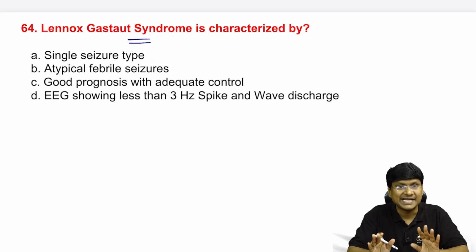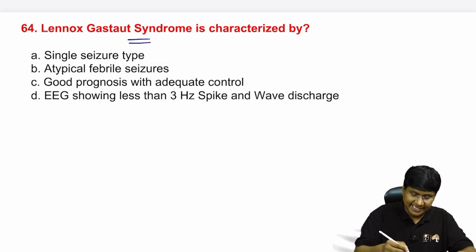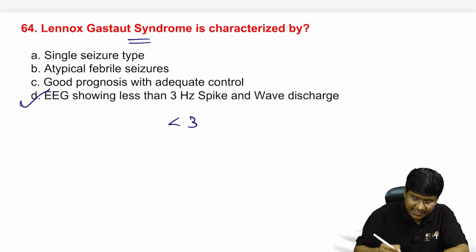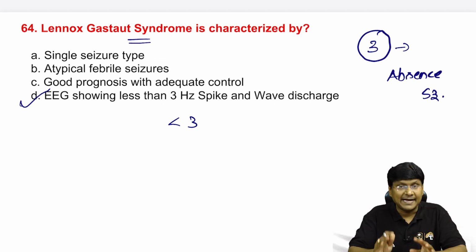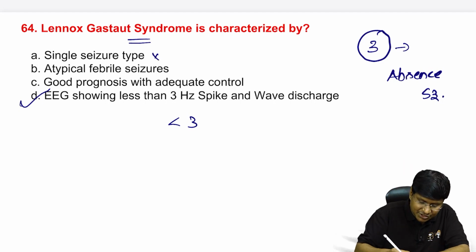Lennox-Gastaut syndrome is characterized by single seizure type, atypical febrile seizures, good prognosis with adequate control, EEG shows less than 3-hertz spike and wave discharge. So in case of Lennox-Gastaut, you will have the EEG less than 3-hertz spike and wave pattern. Now what is that seizure where you have 3-hertz spike and wave pattern? That is observed in case of the absence seizures. In absence seizures, you have 3-hertz spike and wave pattern, and it is not a single seizure type.